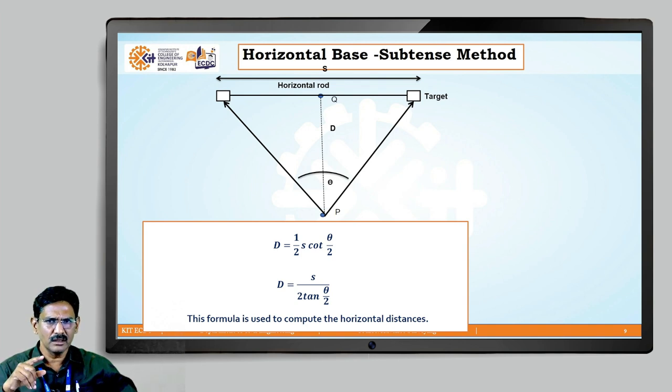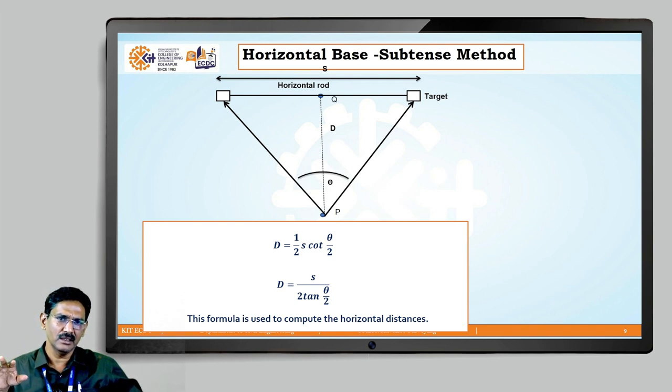You can see that the line of sight, shown in the figure as line PQ, is perpendicular to the base, which is the staff intercept, that is the horizontal rod. So, the formula is D is equal to half s cot theta by 2. How did we arrive at that? If you simply look at the figure, the angle is theta by 2, okay. So, for tan theta by 2, it will be s by 2 upon D, right. So, D will be equal to s by 2 upon tan theta by 2, which is nothing but s by 2 into cot theta by 2. The derivation has not been gone into in detail, it has been directly summarized for you, but it is a very simple calculation which we can do ourselves.